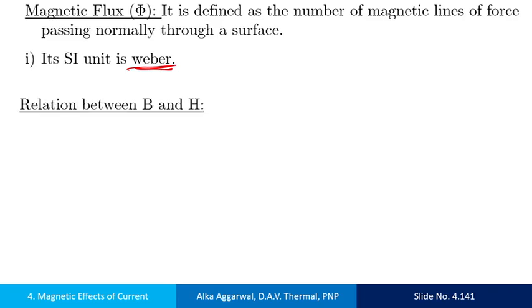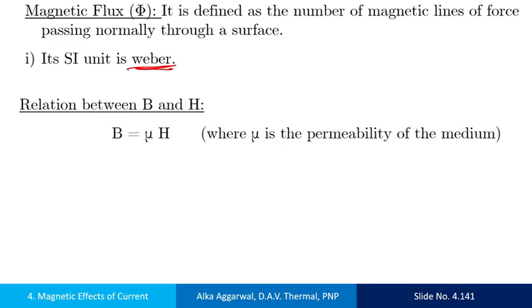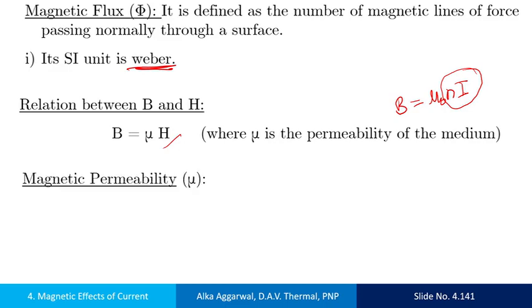The relationship between the magnetic field intensity and the magnetizing force is B is equal to mu H. You know that the magnetic field for the solenoid is equal to mu naught n I, where n is the number of turns per unit length of the solenoid and I is the current passing through the solenoid. So these values are fixed for a particular solenoid and these are the magnetizing force. Mu is the permeability of the system. So it is the relationship between B and H.